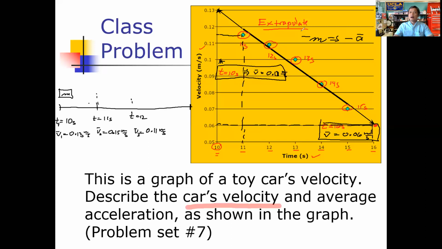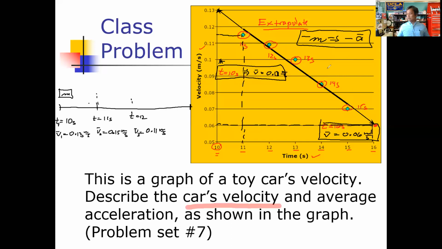Does this indicate by itself that the car is slowing down? Well, we obviously know that the toy car is slowing down because the velocity changes from a high velocity to a low velocity. But in terms of the signs of the acceleration and the signs of the velocities, how do we know that the car is slowing down?